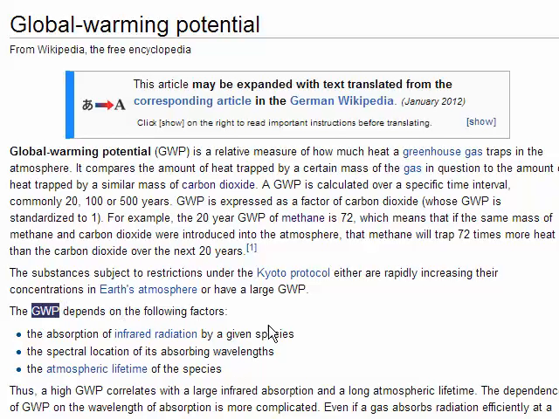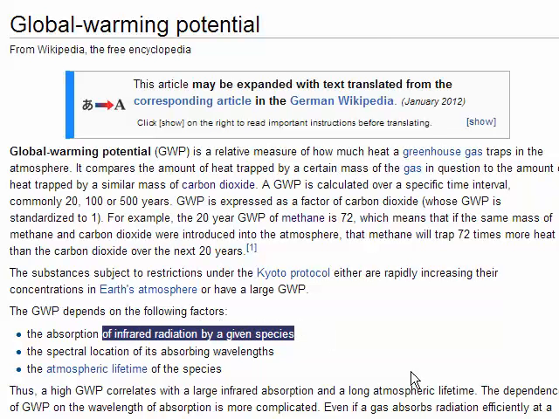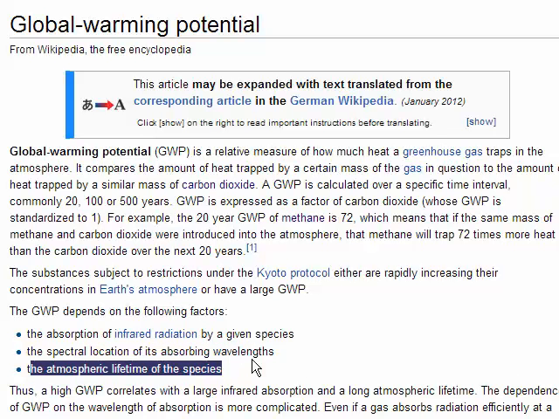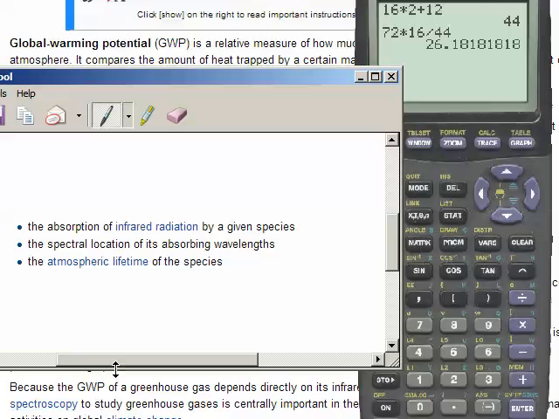Global warming potential depends on the following factors: the absorption of infrared radiation by a given species, the spectral location of its absorbing wavelengths, and the atmospheric lifetime of the species. So according to this, our specific heat that I was talking about in previous videos really doesn't have anything to do with it. It's just the infrared radiation, and the spectral location of its absorbing wavelengths is the same thing. I mean, it's the infrared radiation.